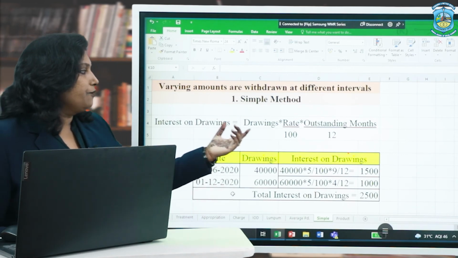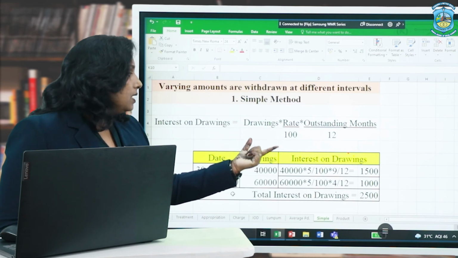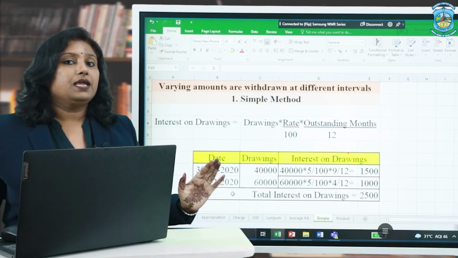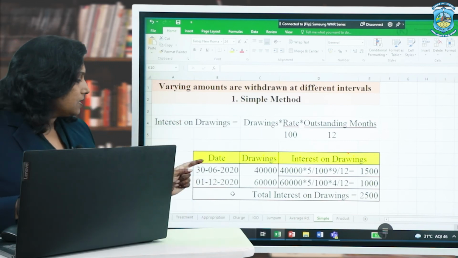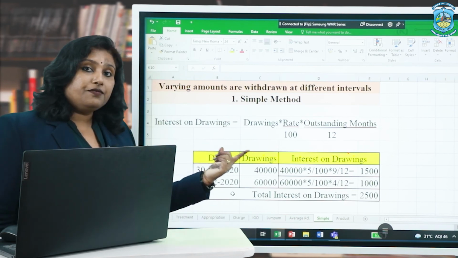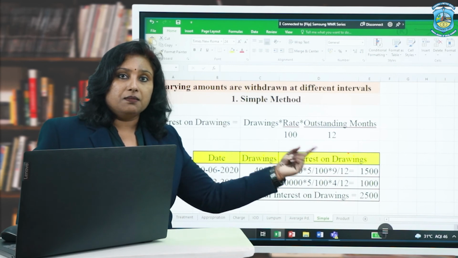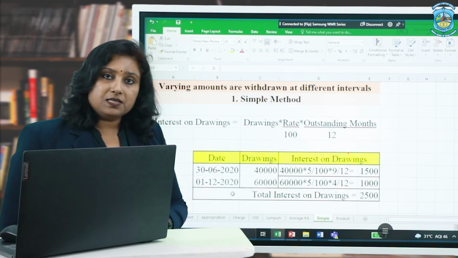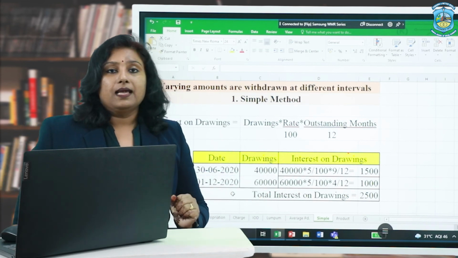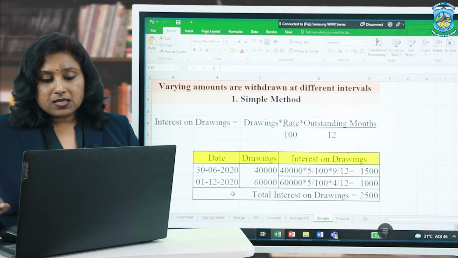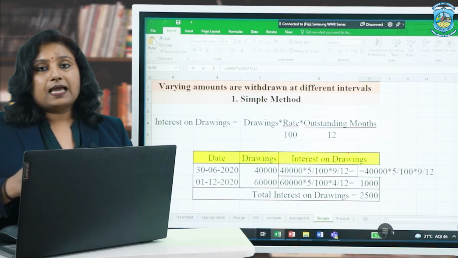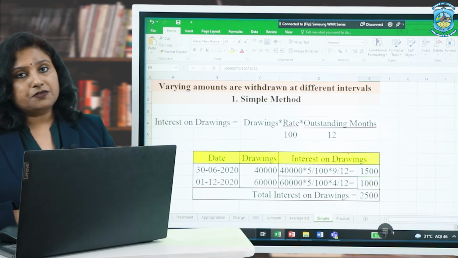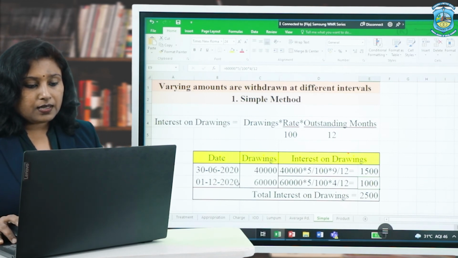As simple as that. The formula remains same, that is the total drawings multiplied by rate upon 100 multiplied by outstanding months. This time we are not calculating any average period. Directly the time period can be seen. So from 30th of June till 31st of March gives us 9 months. The months outstanding are 9 months. So the formula applied here is 40,000 multiplied by 5% interest rate multiplied by 9 by 12. No averaging. So simply for the outstanding months, it is calculated 40,000, 5% for 9 months, and the amount is 1,500. Let's do the same calculation for the next drawings.